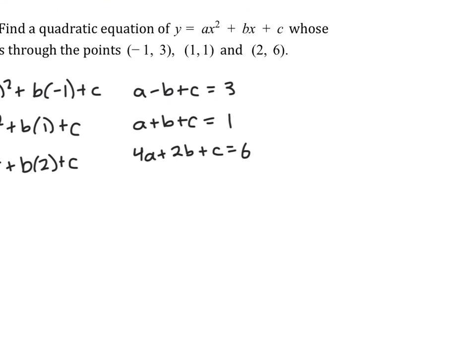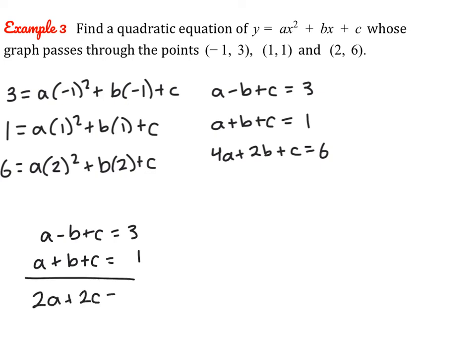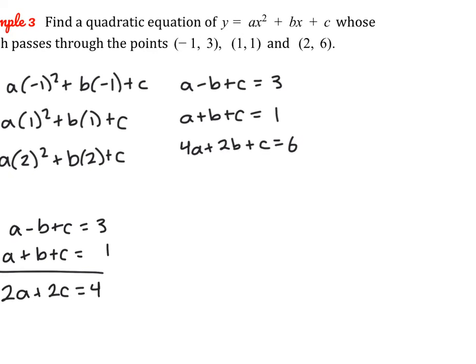So I'm going to solve this system by eliminating the b's. I'm going to eliminate b's twice. So I use the first and second, and I get 2a plus 2c equals 4. So that's essentially going to give us the equation a plus c equals 2. I'm just going to divide by 2 just to make our life a little easier.